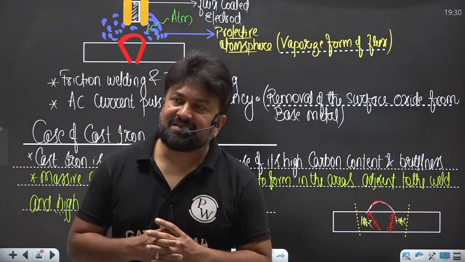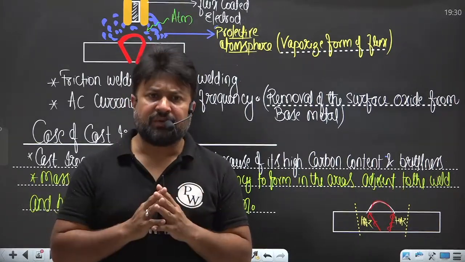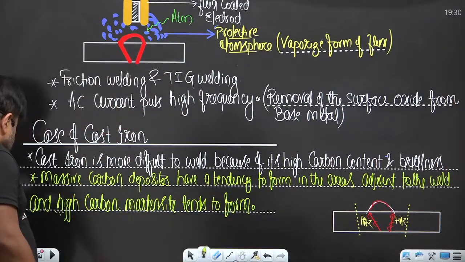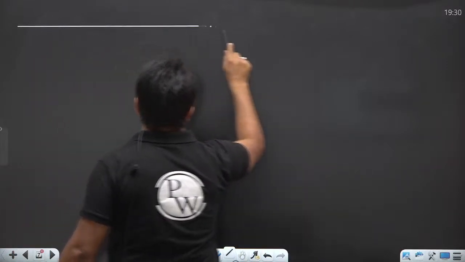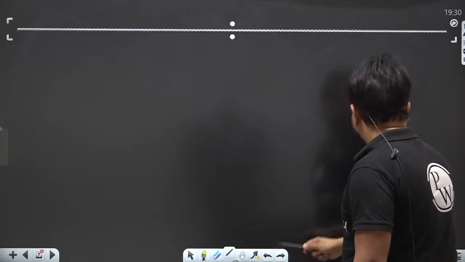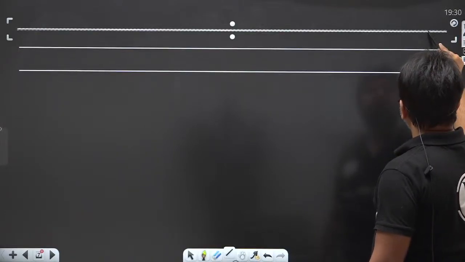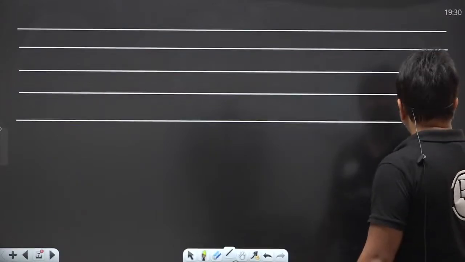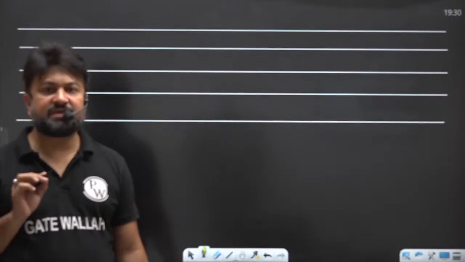So the problem is that, sir, if that much problem will come in the case of cast iron, then sir, what will we do? My dear, if these problems come in the cast iron, then the solution is very simple. And here I'm going to tell you the solution. Now try to understand the solution here. Now the solution is very simple.